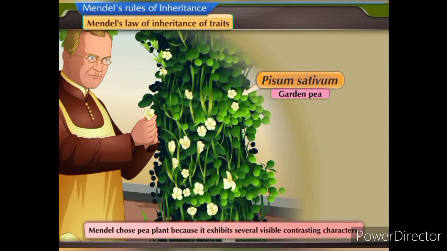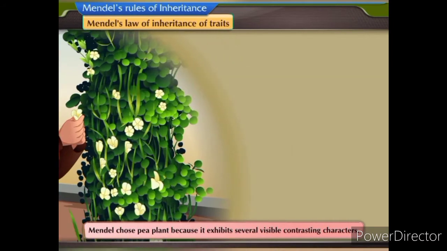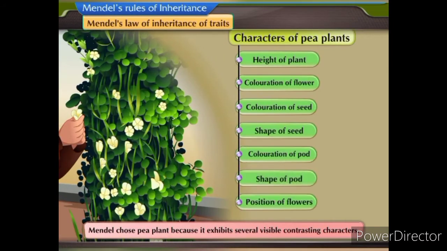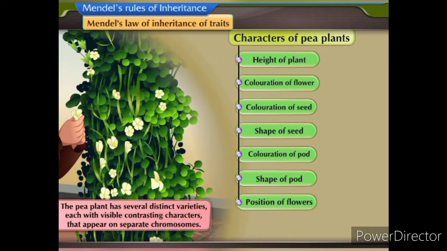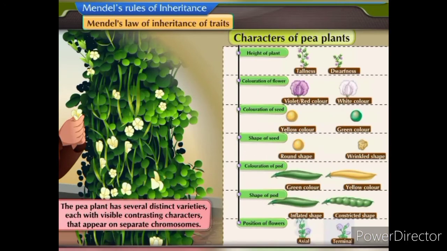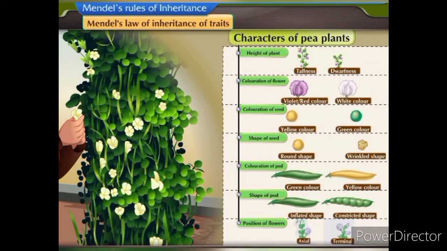Mendel chose pea plants because they exhibited clear-cut differences in certain characters which were easy to tell apart. The pea plant has several distinct varieties, each with visible contrasting characters that appear on separate chromosomes. For example, height of plant, coloration of flower, coloration of seed, etc. Let us study Mendel's experiments involving a single pair of contrasting characters in detail.